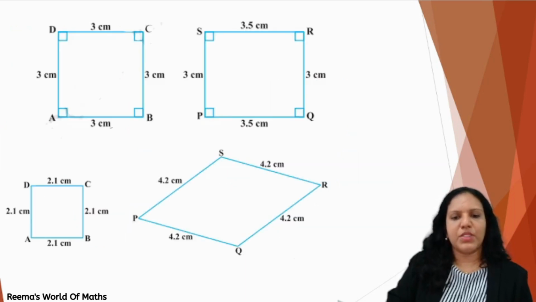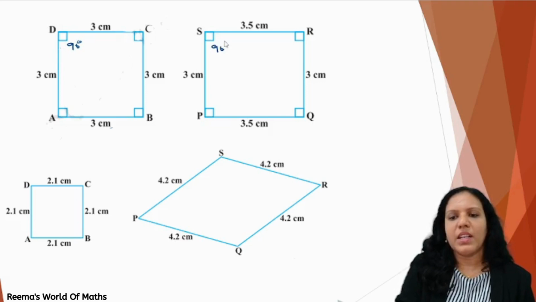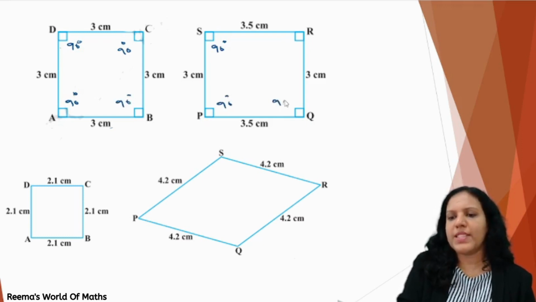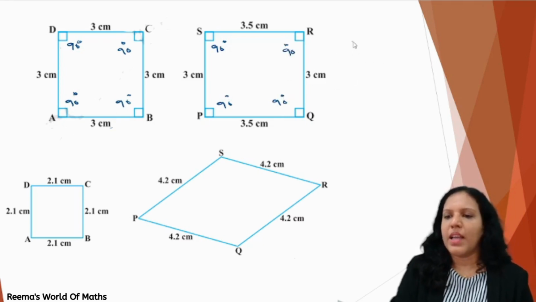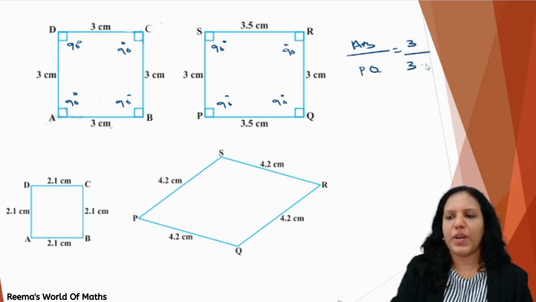Let's see another picture, with one square and another square. For squares we know all the angles are 90 degrees, all right angled. So all the corresponding angles are equal, and the corresponding angles are equal for both of the squares. Now let's look into the sides. The first side is AB, and the corresponding side of AB is PQ here. AB is equal to 3 and PQ is equal to 3.5, correct?